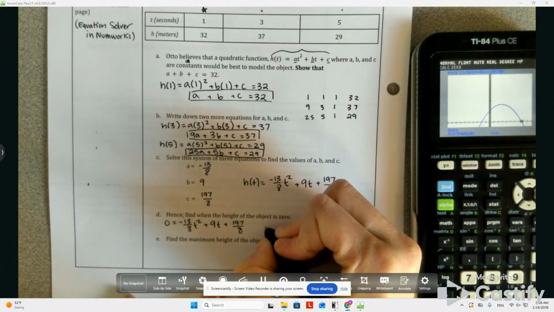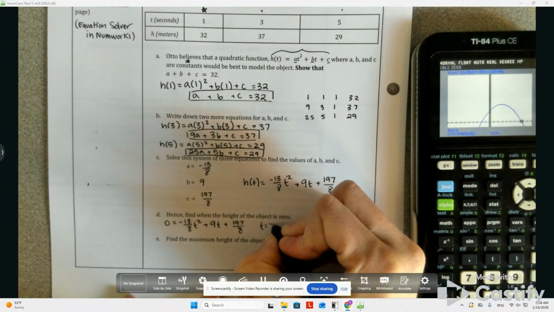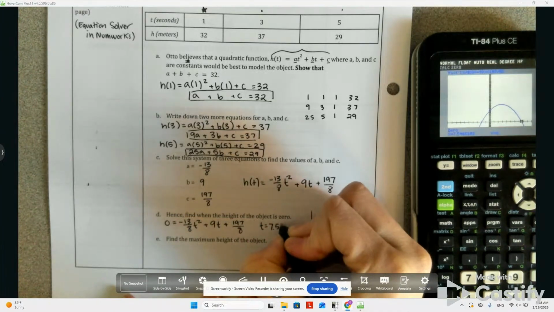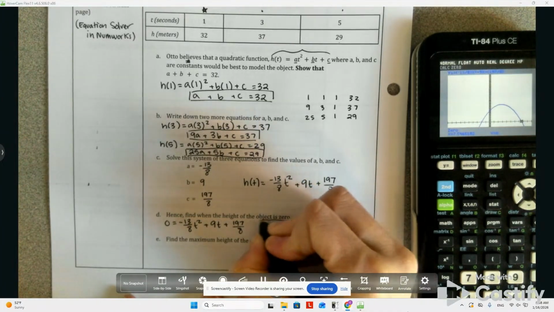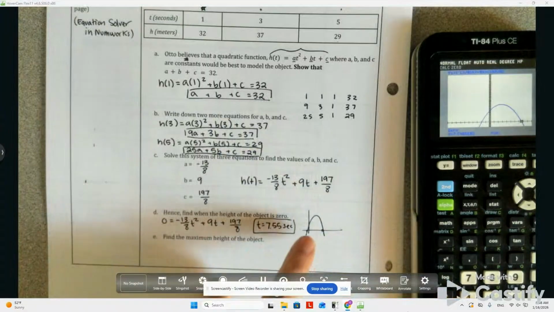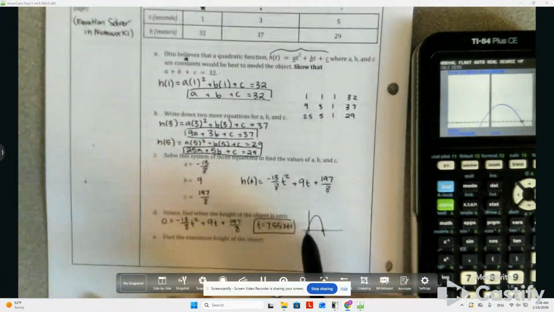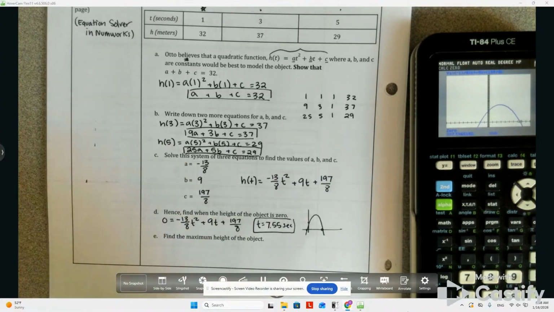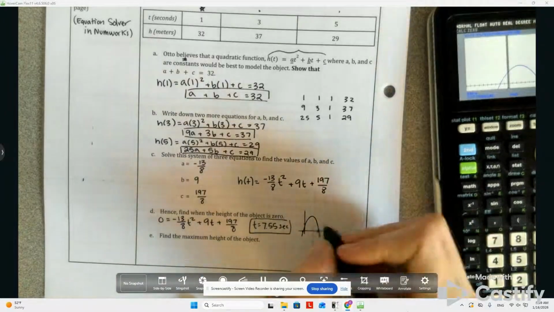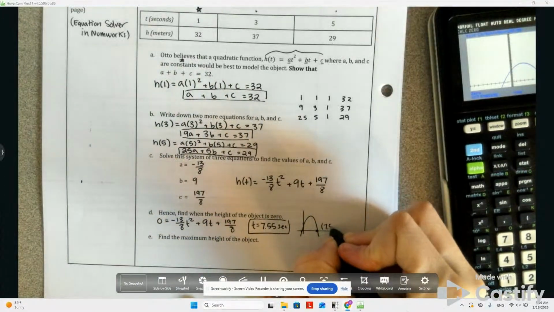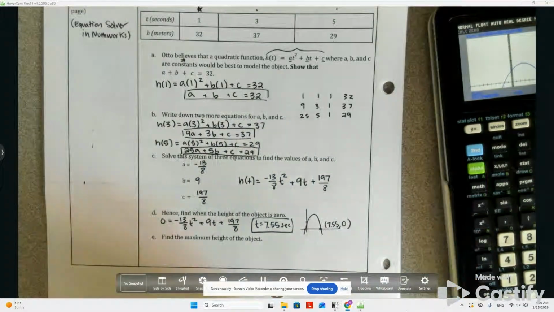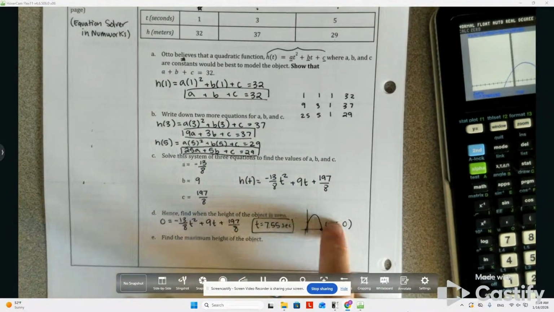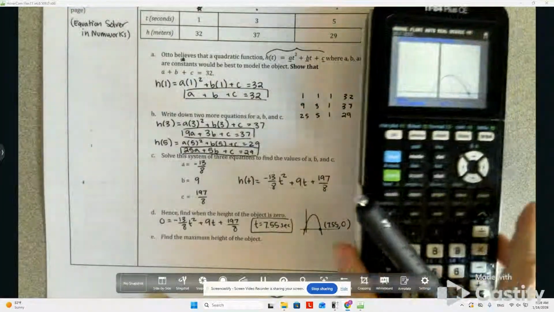So t equals 7.55 seconds. I know I don't need this one because I was told it's the height of a falling object, so it doesn't start before the time is 0. Right, and a good way to show our work is also to label this point 7.550. So this equation and this sketch, that's what showing your work looks like here.